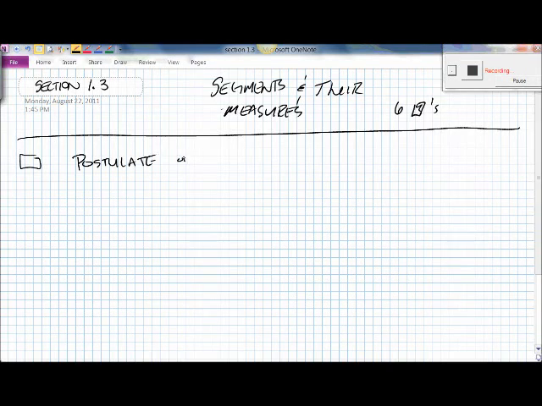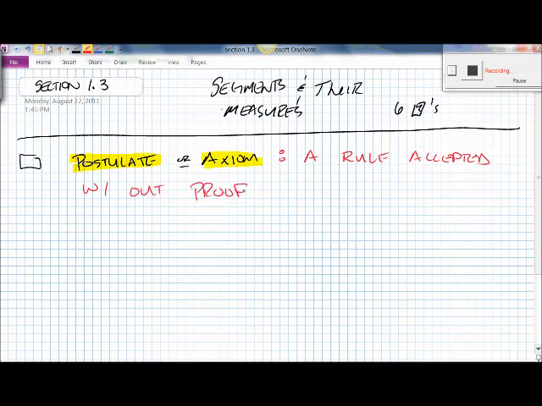Okay, a postulate, or what the book calls an axiom. You're going to see these words all year. Postulate or axiom: the definition of those is just a rule accepted without proof. It's a rule that is accepted without proof. That's a postulate or an axiom.